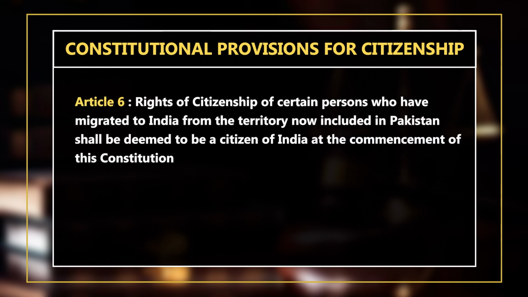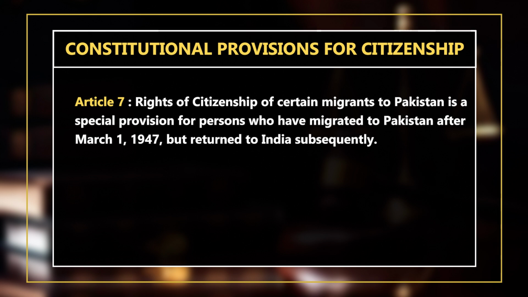Coming to Article 6 of the Constitution, rights of citizenship of certain persons who have migrated to India from the territory now included in Pakistan shall be deemed to be a citizen of India at the commencement of this Constitution. Article 7 states rights of the citizenship of certain migrants to Pakistan, a special provision for persons who have migrated to Pakistan after 1st March 1947 but returned to India subsequently.